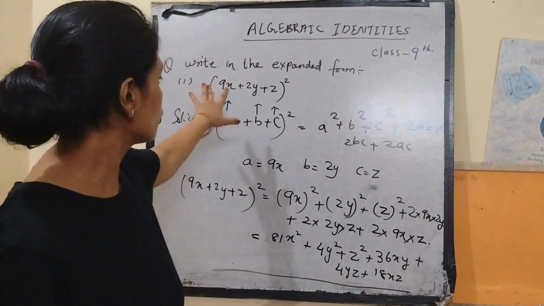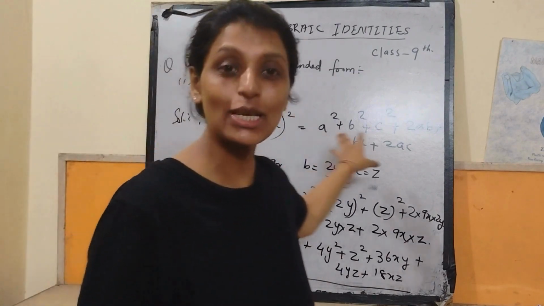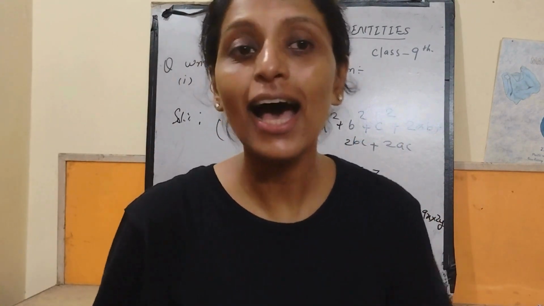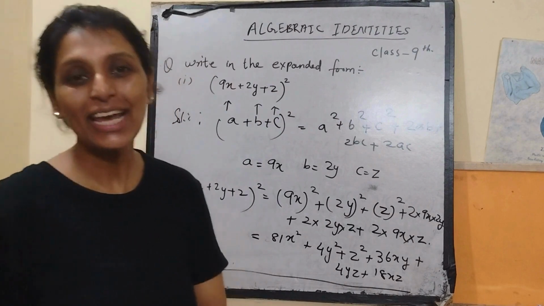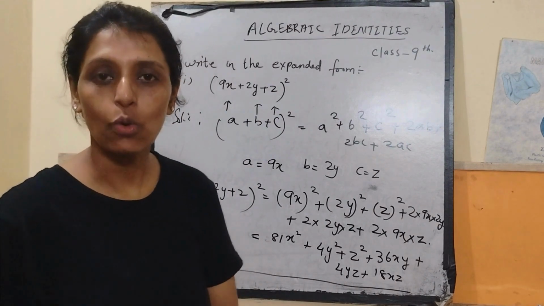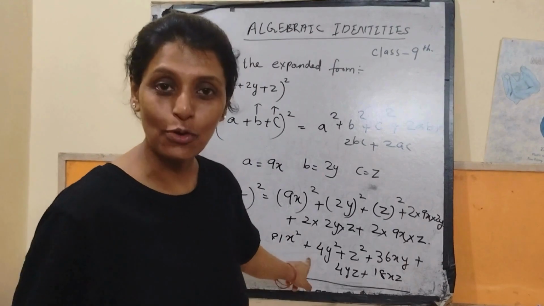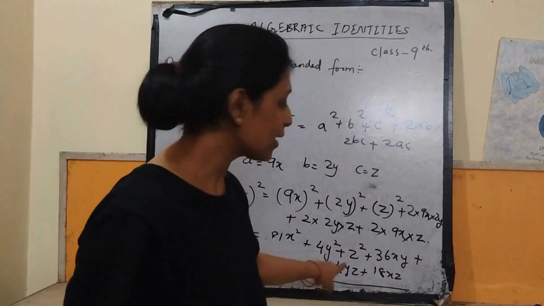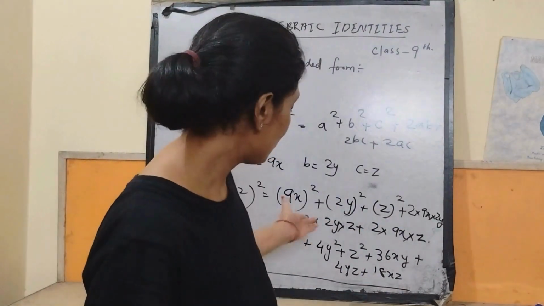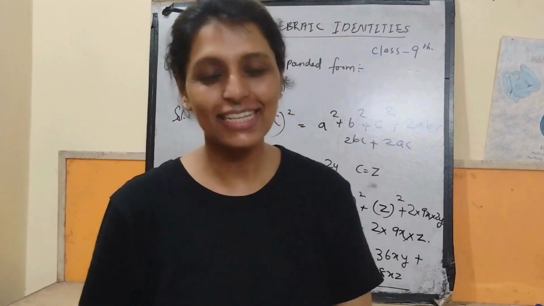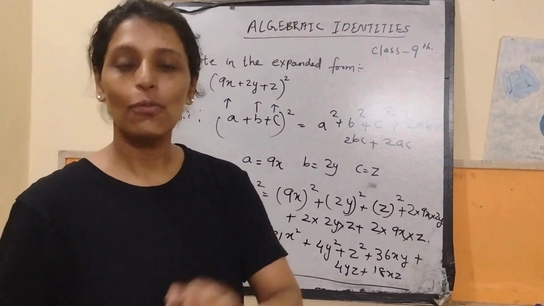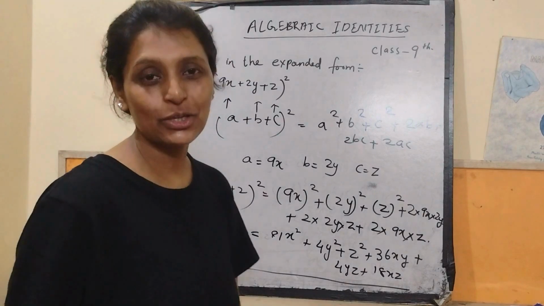The expansion of (9x + 2y + z) whole square by using the algebraic identity (a + b + c) whole square is 81x square plus 4y square plus z square plus 36xy plus 4yz plus 18xz. Hope you have understood the explanation well.